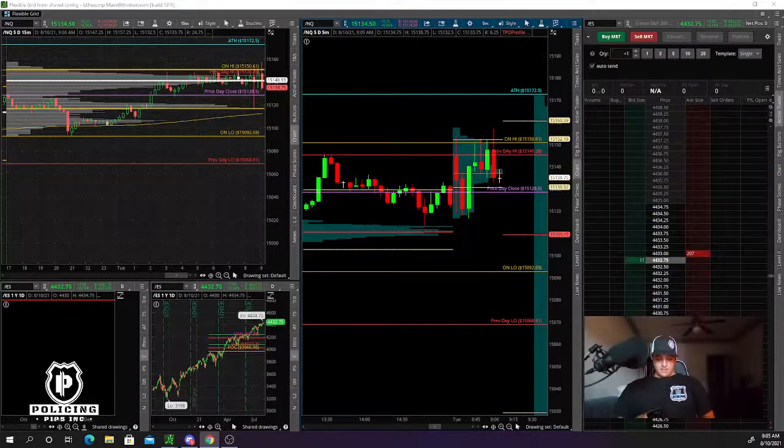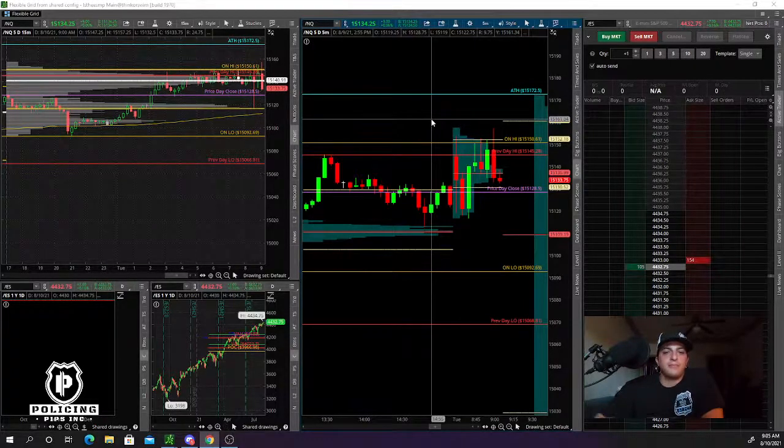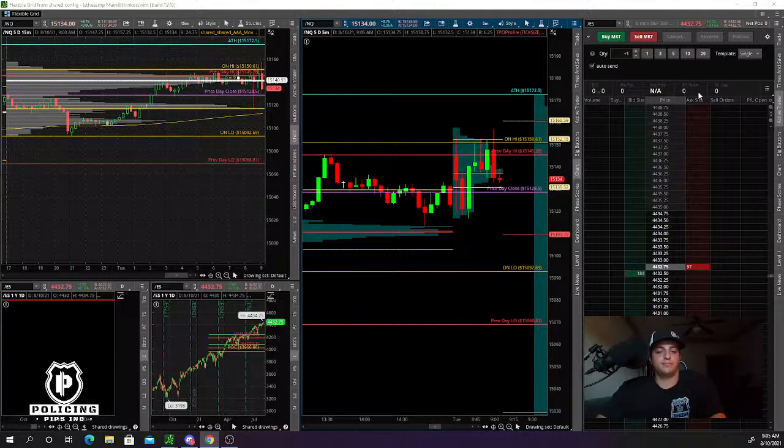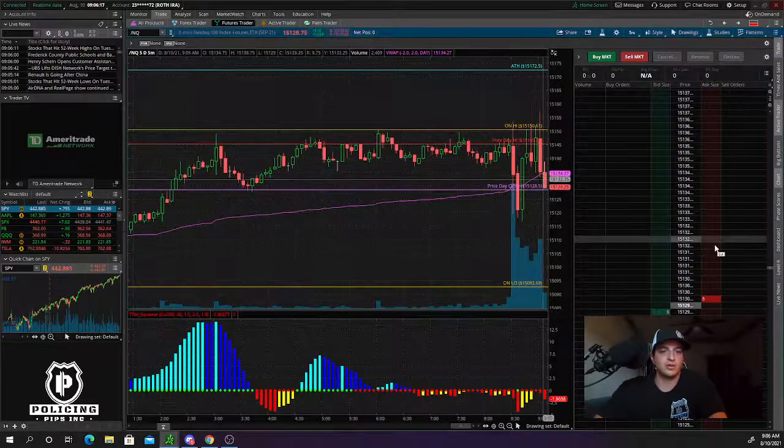Not quite wrong yet. It's probably not going to. It looks like this was a trap. Dude, do not. Should have just looked to take that entry in the first go around. Now it's holding below the VWAP there, so we're just going to get it stopped out, and we're going to move on to the next trade. Stop filled. There we go.